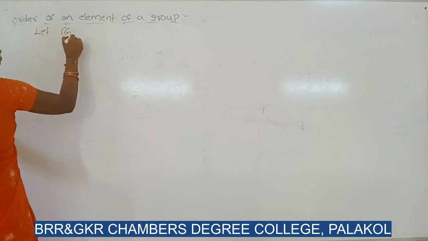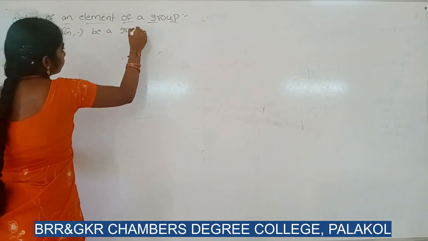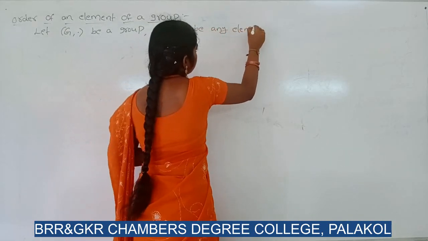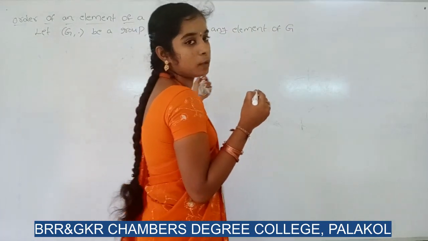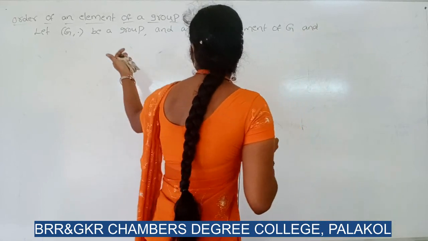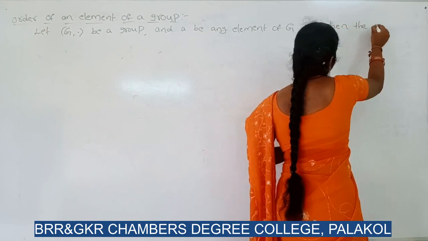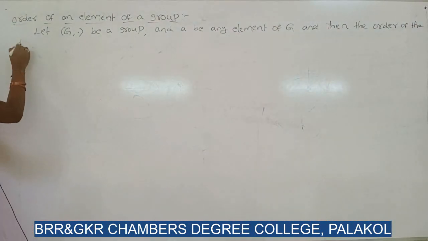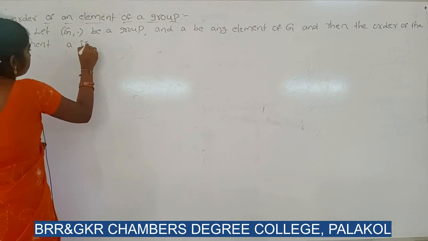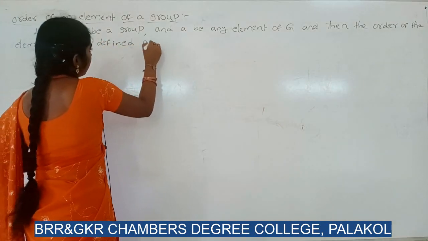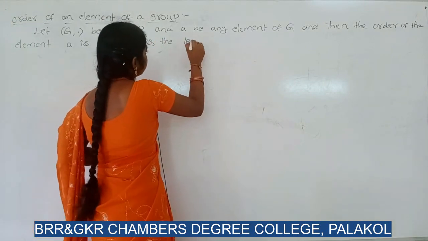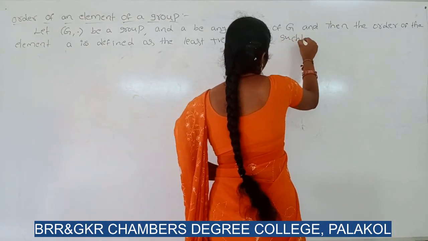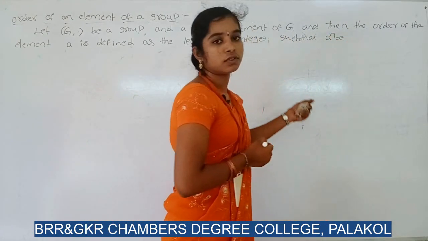Let (Z, ·) be a group and A be any element of Z. Then the order of the element A is defined as the least positive integer n such that A power n equal to E. So this is the multiplicative notation.